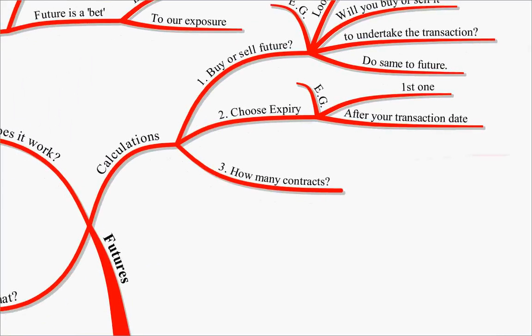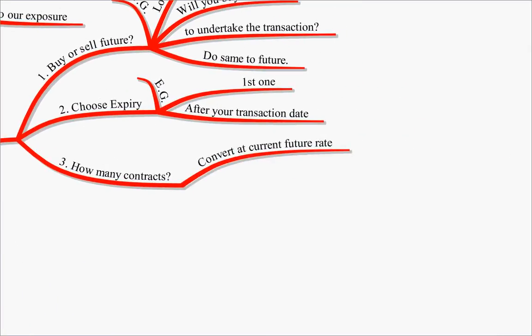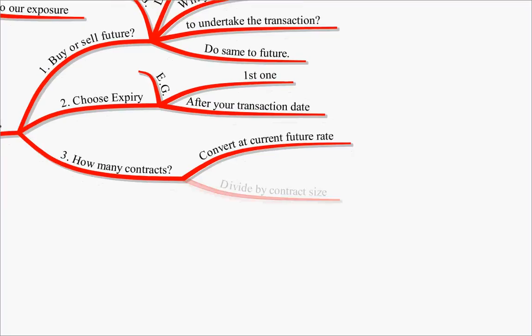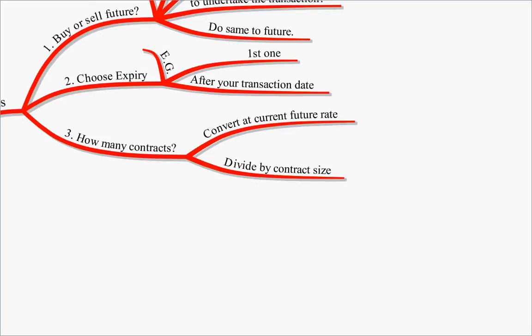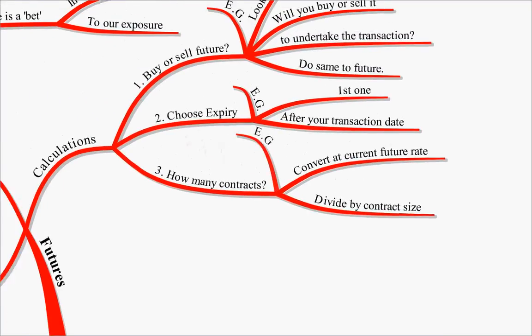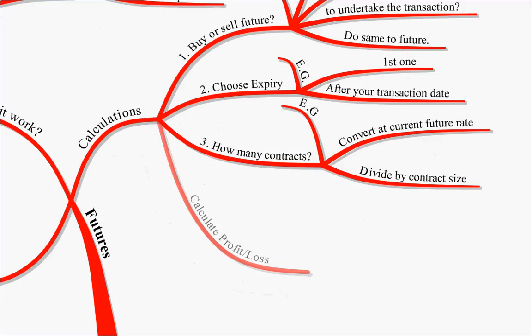How many contracts do you want? Well, convert your amount you're receiving or paying at the current future rate. So you've selected your future, convert the amount that you want to change at that current future rate, divide that by the contract size, and that will get you the number of contracts you need.